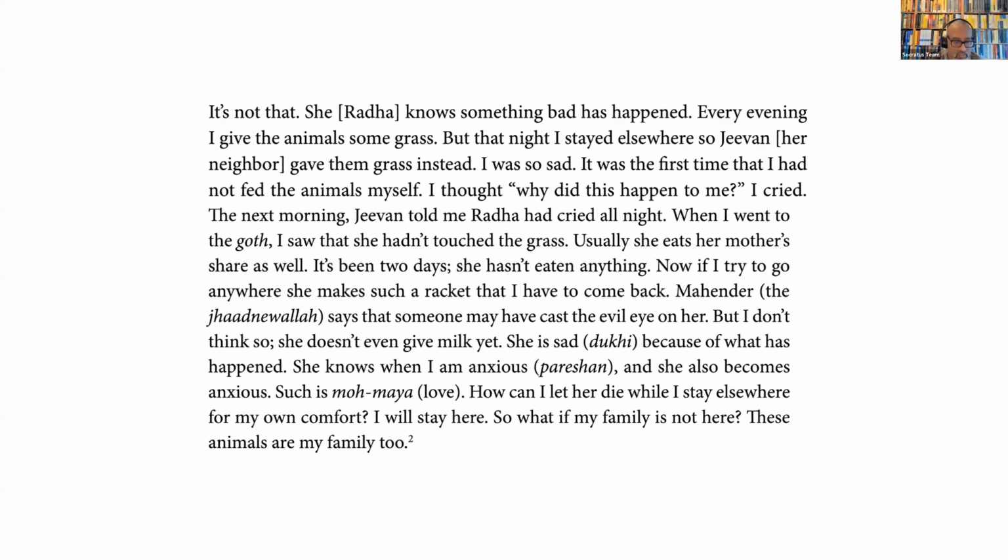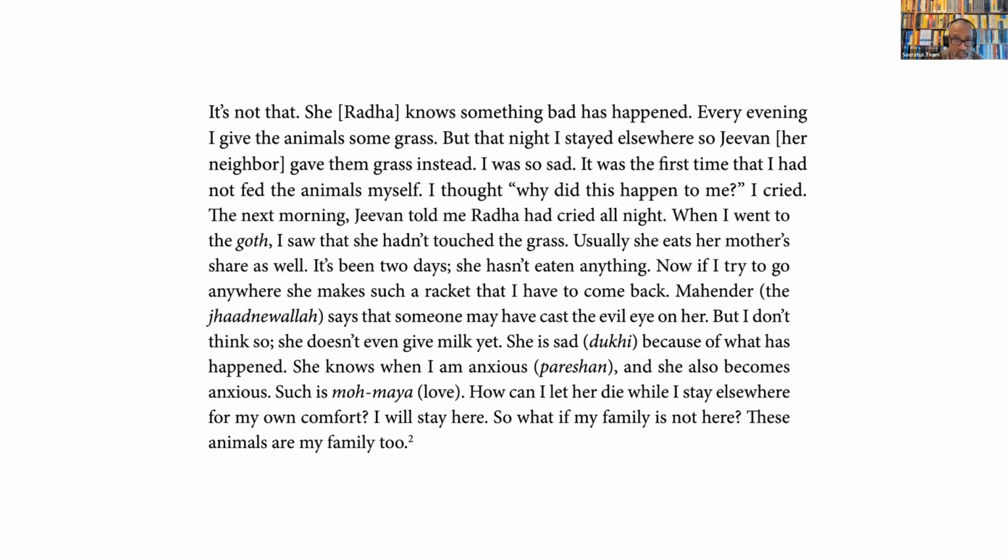Okay. So then Govindrajan goes on to say, she, Radha, knows something bad has happened. So this is an older woman, and Radha is a cow. And the older woman is talking about why she is staying in this unprotected house with a cow instead of being in a safer location with a relative or a friend, right? So she's saying that she, Radha, knows something bad has happened. Every evening, I give the animals some grass, but that night I stayed elsewhere.